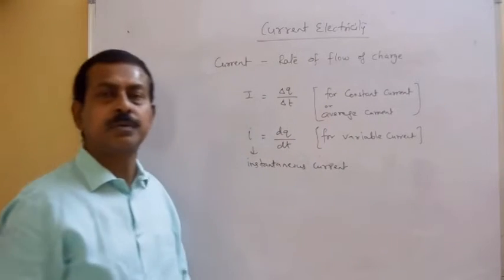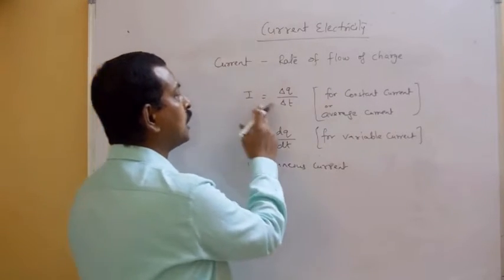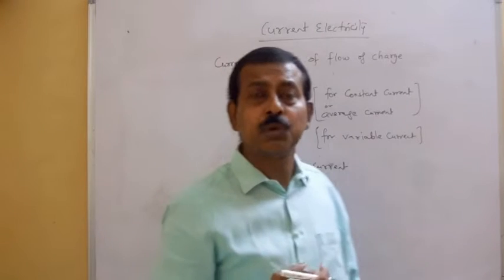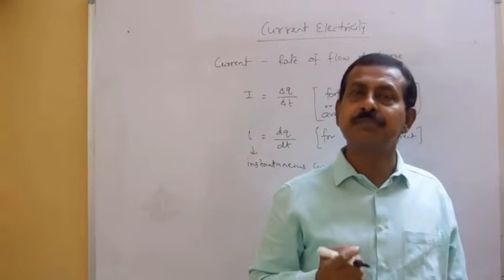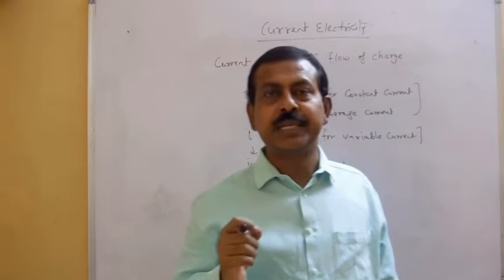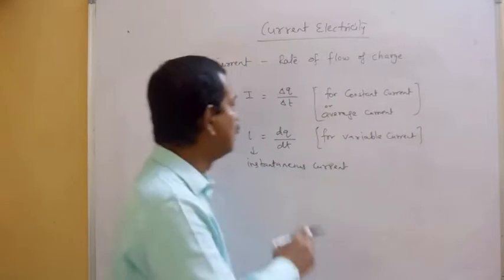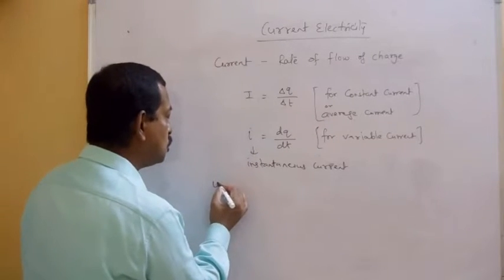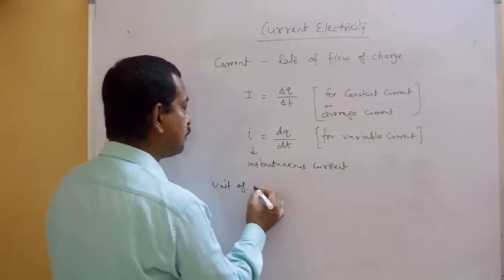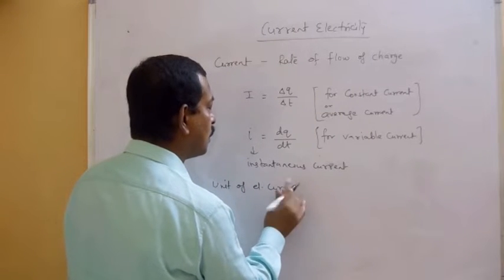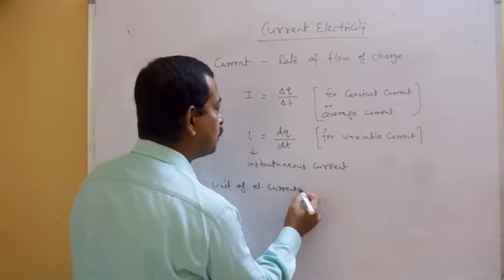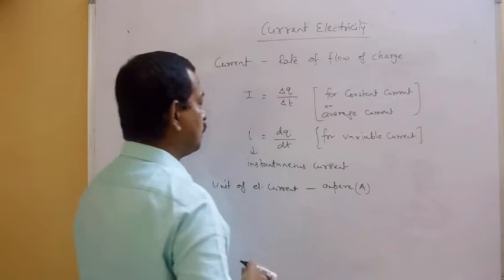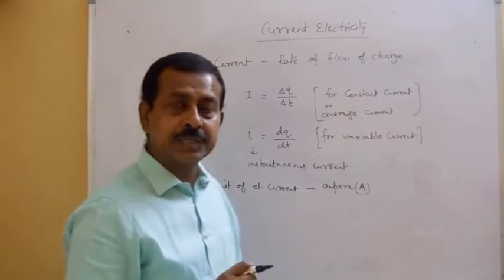This was the expression for the average current, and this is the expression for instantaneous current, because if the current is a variable quantity, then it will have a different value at different instants of time. So that is why we take instantaneous current, which is represented as dq by dt. Now you know the unit of electric current, this is the ampere, that is the SI unit. So this is for electric current.